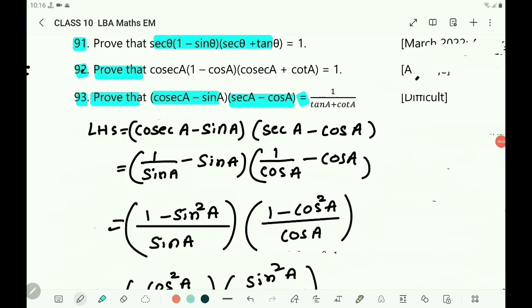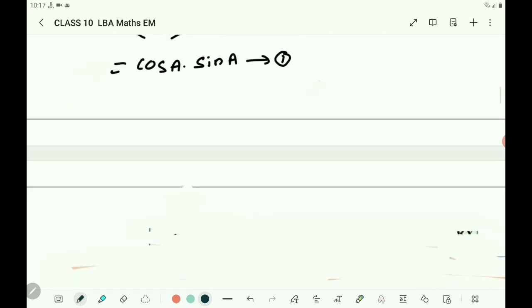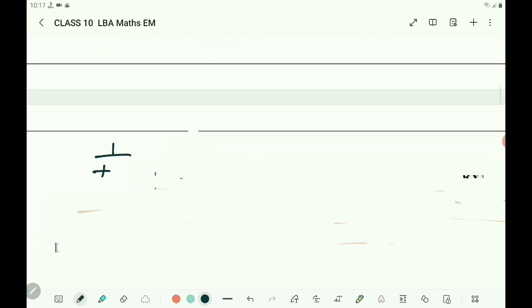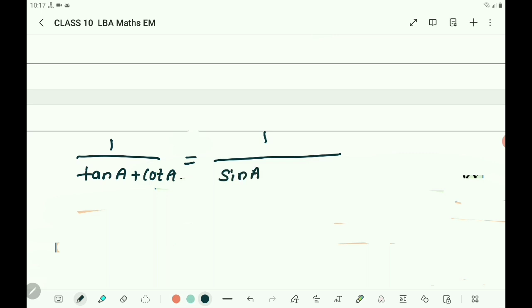Now you take the RHS, 1 by tan A plus cot A, right? 1 by tan A plus cot A equals, write 1 as it is and express tan A in terms of sin A by cos A, sin A by cos A plus cos A by sin A.